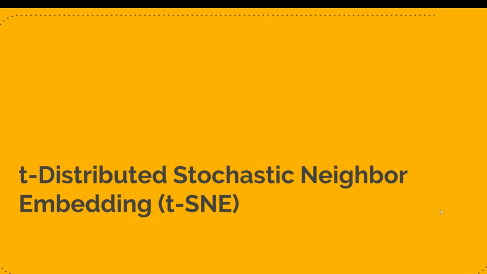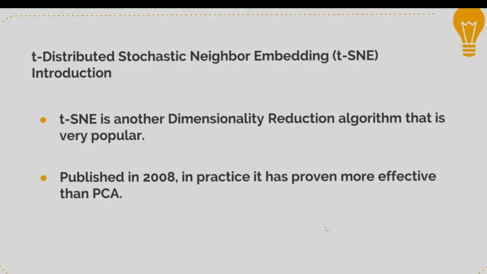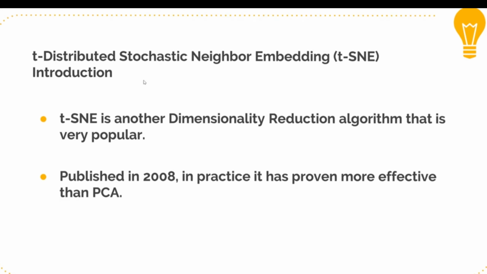Okay, so now let's talk about T-Distributed Stochastic Neighbor Embedding, t-SNE for short, as an alternative to PCA, okay? I'll be calling it t-SNE for short because saying T-Distributed Stochastic Neighbor Embedding is quite a mouthful. As I said, it's another dimensionality reduction algorithm, and it's quite popular as well. It was published almost 12 years ago in 2008. In practice, in my opinion, it has proven to be more effective than PCA, but it does have some shortcomings which we'll discuss later on in this section.